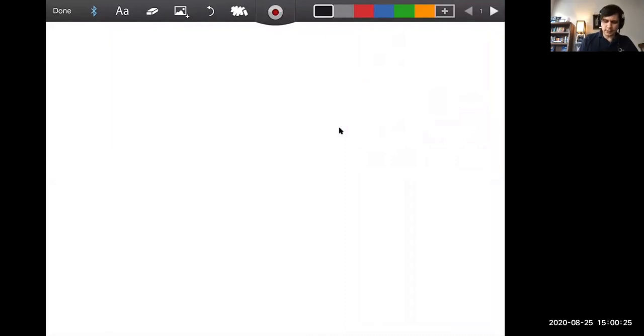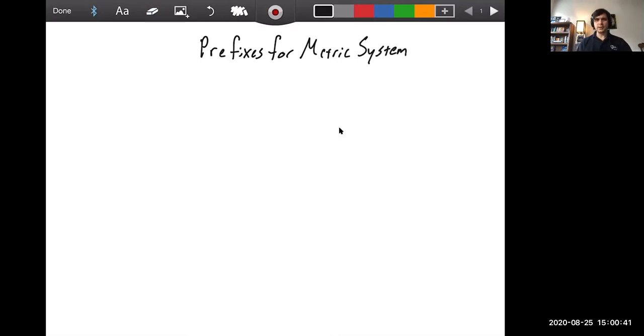So what we're going to do are the prefixes for the metric system. All right, so we're going to take a unit. Let's use the meter. There we go, I'm finally getting a handle on how to write on this thing. Which the base unit, meter, distance, we use the letter m.